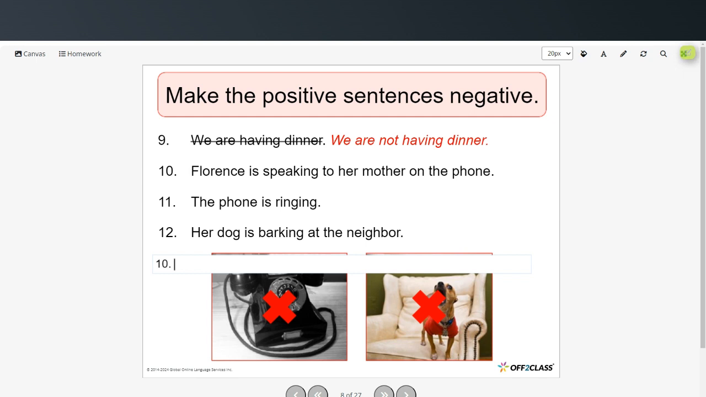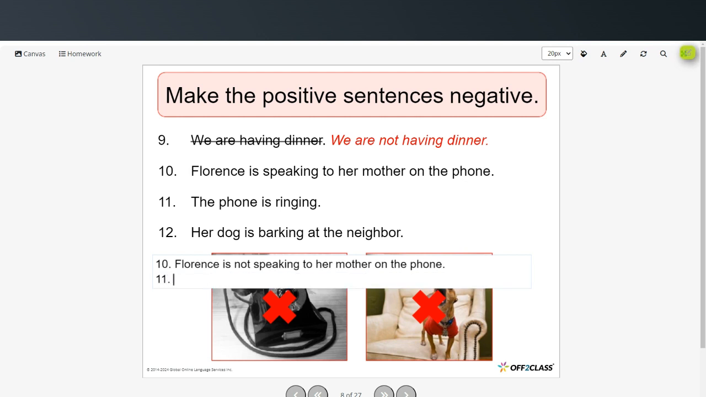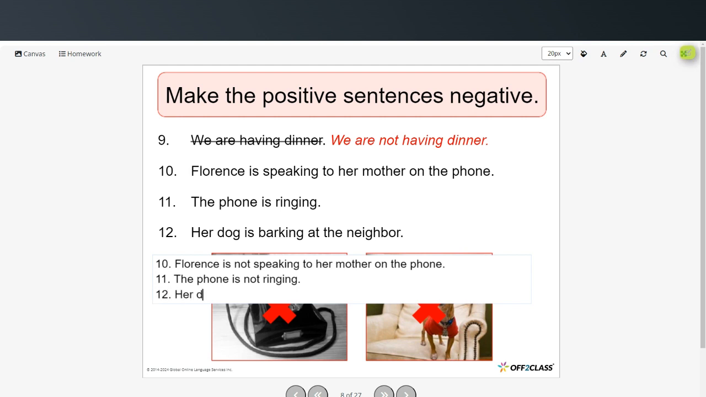Okay, Florence is speaking to her mother on the phone would become Florence is not speaking to her mother on the phone. The phone is ringing. The phone is not ringing. Her dog is barking at the neighbor. Her dog is not barking at the neighbor.